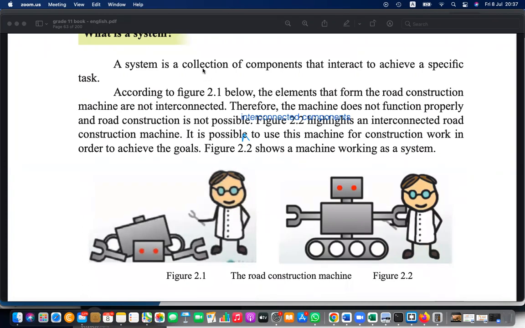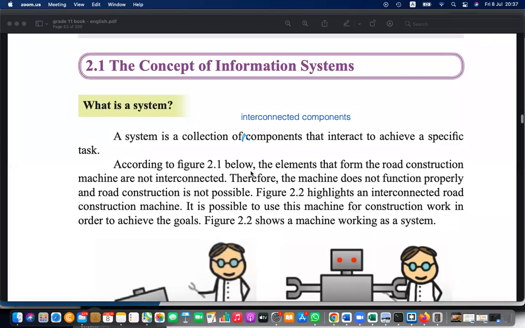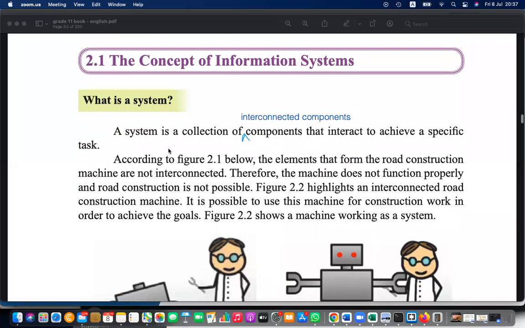So this definition you need to remember correctly. A system is a collection of interconnected components, properly interconnected components, that interact together to perform a specific goal. Examples: respiratory system, computer system, school system. These are examples.